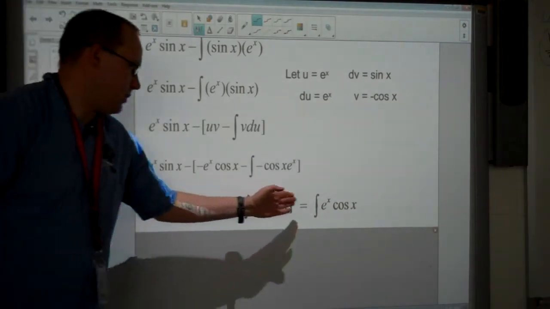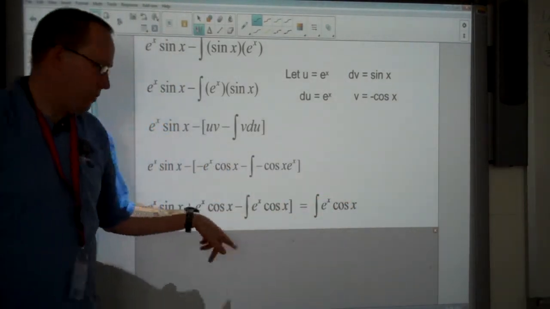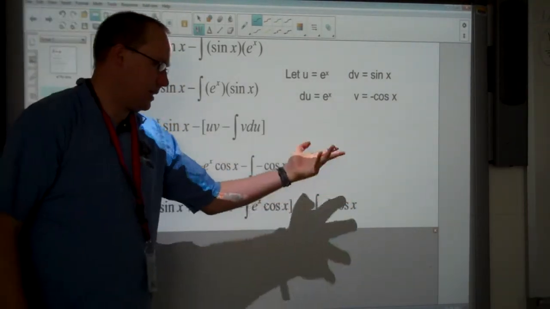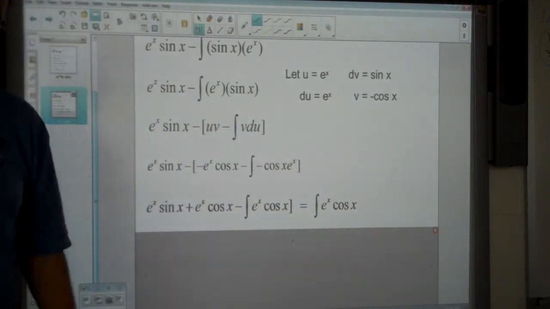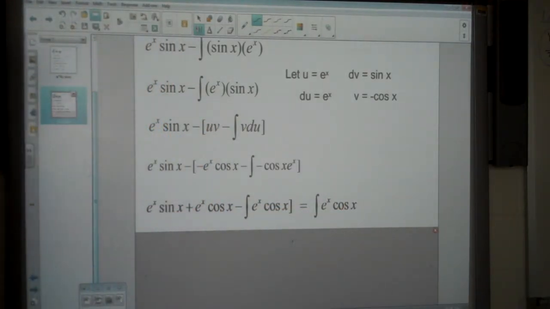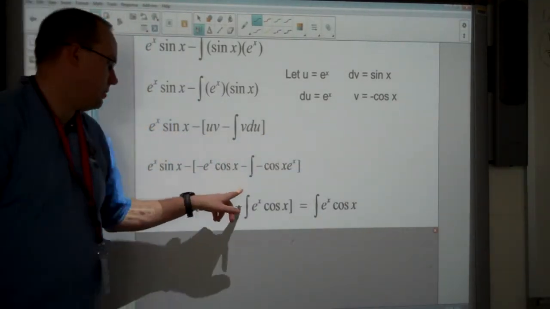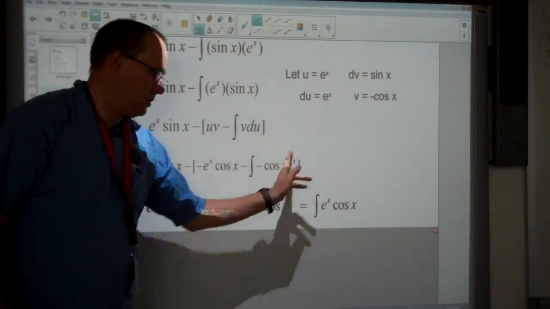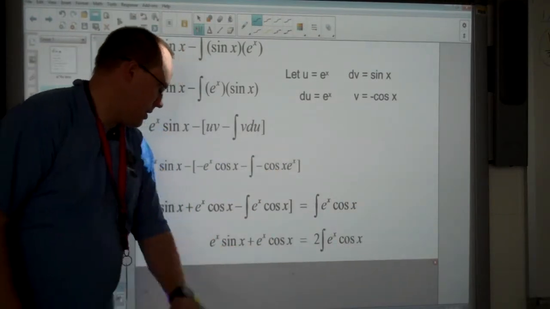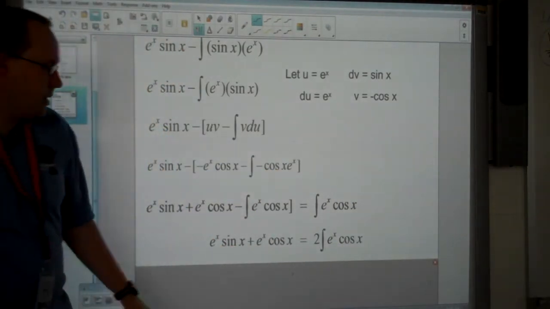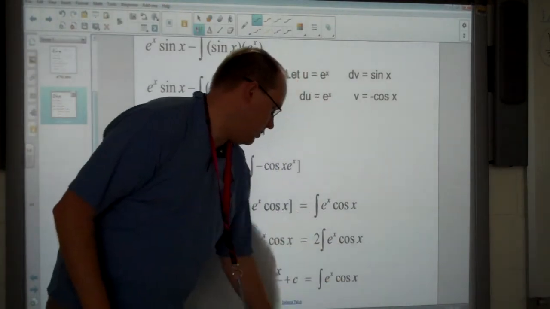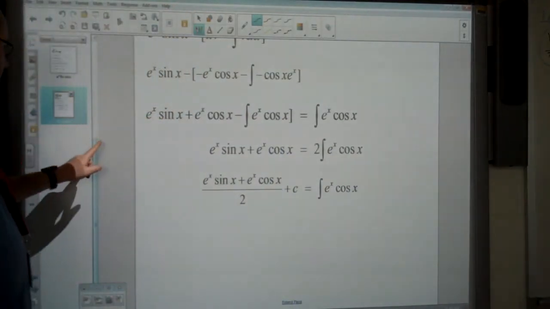Now I've written out again what the original question was, because notice now what we're trying to work out the integral of is exactly what we started with. So I can use the same trick that I used in the last question. I can bring the integral to the other side and combine it as a like term. So instead of subtracting 1 times this integral, I can add 1 times that integral, giving me 2 times that integral, and then solve for that integral. So in other words, I'm just going to divide by 2.